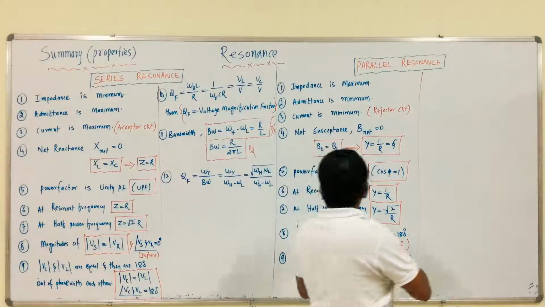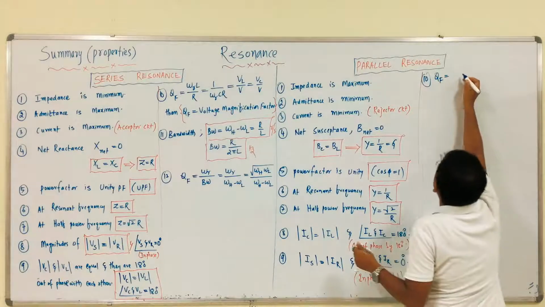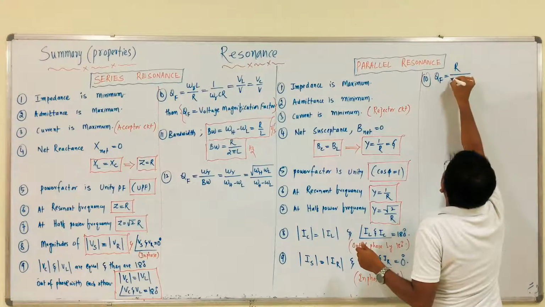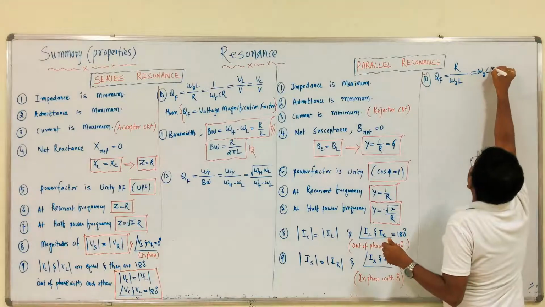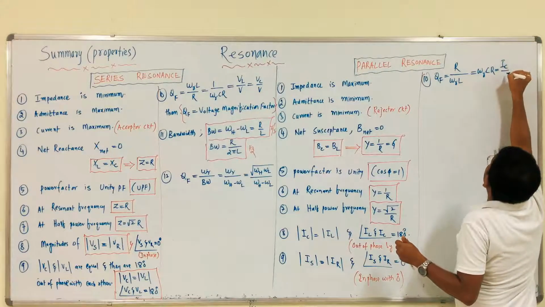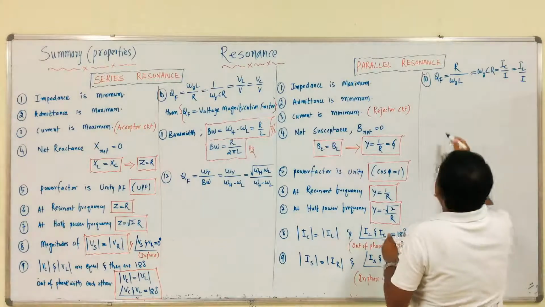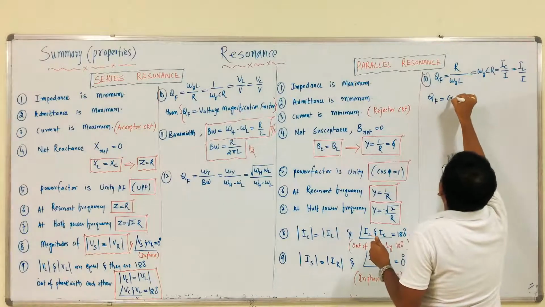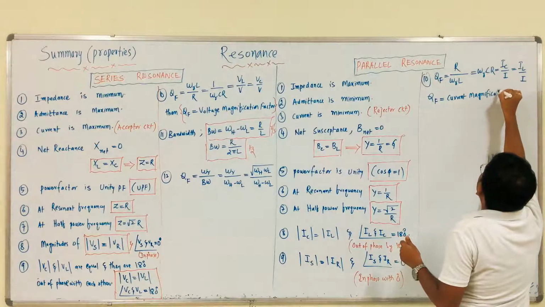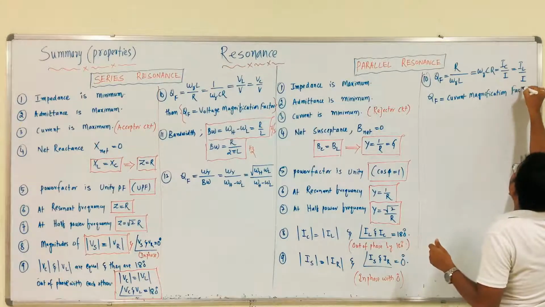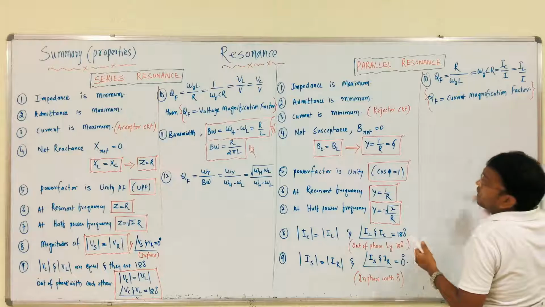Up to this we can complete here. For the parallel circuit, 10th point is what? Quality factor is equal to omega R CR, which is equal to IC by I, which is equal to IL by I. So, in this case, quality factor can be called as current magnification factor, completed. Next, 11th one is what? Bandwidth.